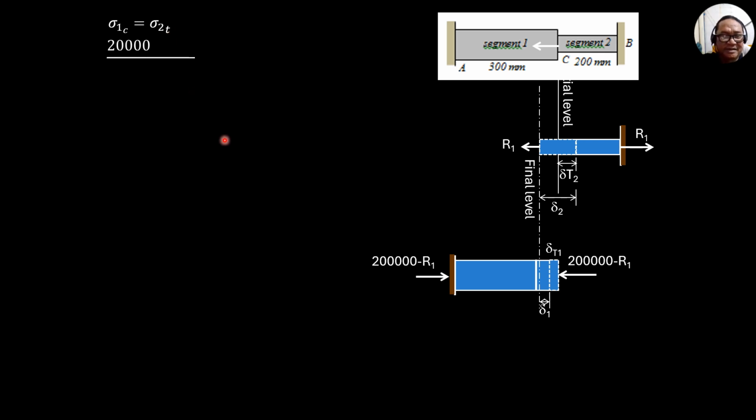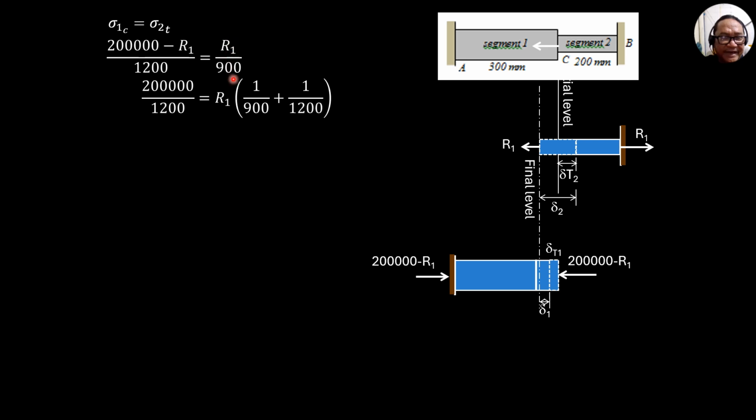So stress in 1, which is still in compression, should equal stress in segment 2, which is now in tension. So for the force in segment 1, it is 200,000 minus R1 over area 1,200. Then for segment 2, it is tension R1 over area of segment 2, which is 900. So from here, we can solve R1. So 200 over 1,200 equals R1 times quantity 1 over 900 plus 1 over 1,200. So R1 is equal to 85,714 newtons.